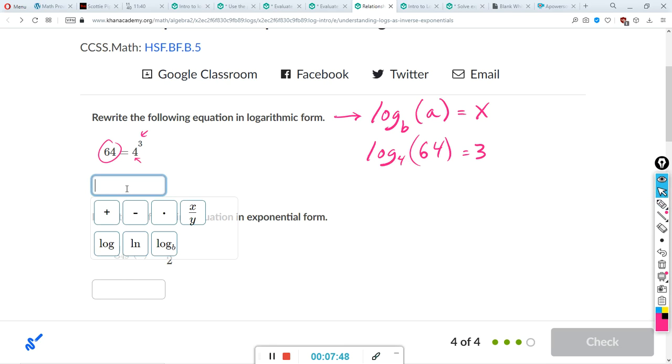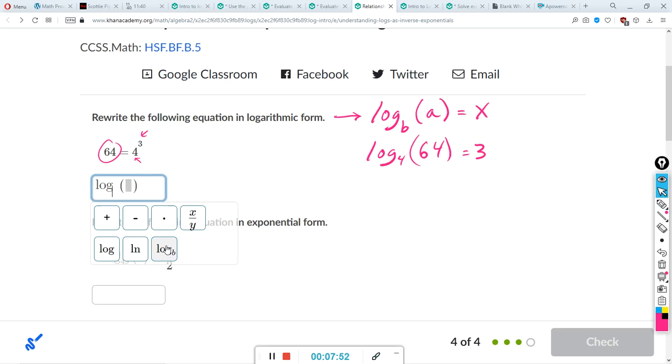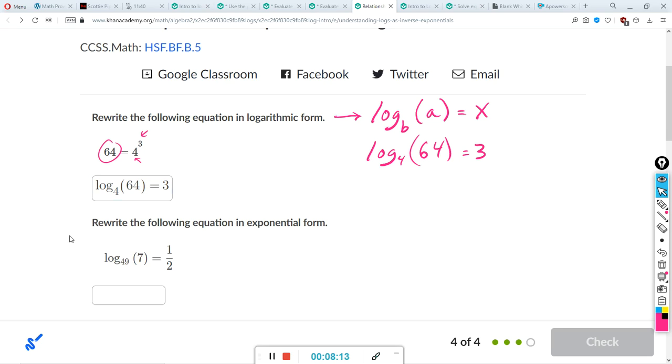On the calculator, you click on the box and click on log b, the one with the base, so you can type in the base. The base we said was 4, so I'm just going to type 4, then click in the parentheses, that's going to be 64. Click outside the parentheses and hit equals, and it's going to equal 3. So that's it for the first half. Now for the second half, we just have to work backwards.